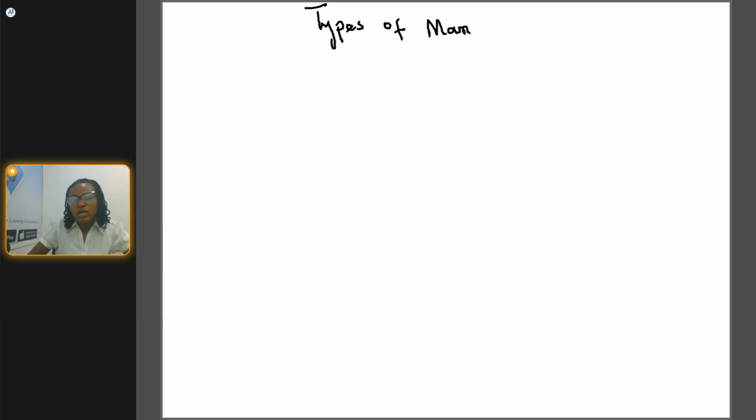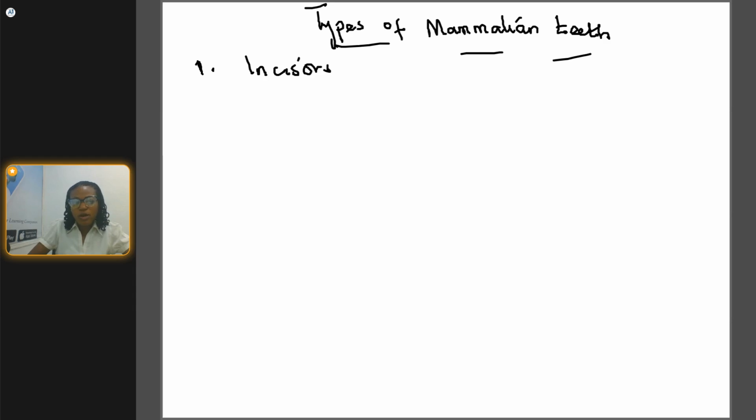Mammalian teeth. As you can see from the diagram I showed you earlier, the teeth are not the same. They don't have the same structure. So we want to see the different types of teeth that we have. Number one, we have the incisor. We have the canine. We have the premolar, and we have the molar.